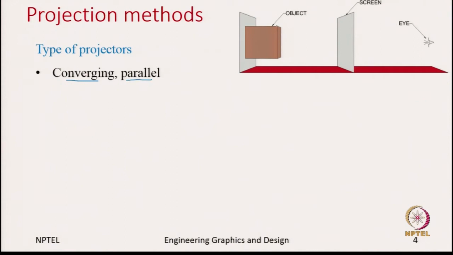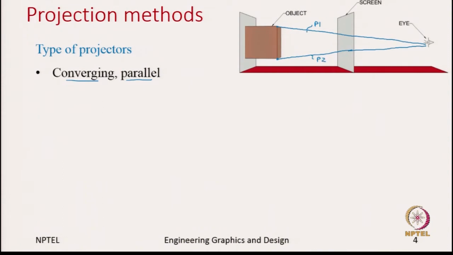In this case let us say we are drawing one projector from the object to the eye, and let us say we have another point and then we draw another projector from that point to the eye. We have two projectors, let us call them projector 1 and projector 2.